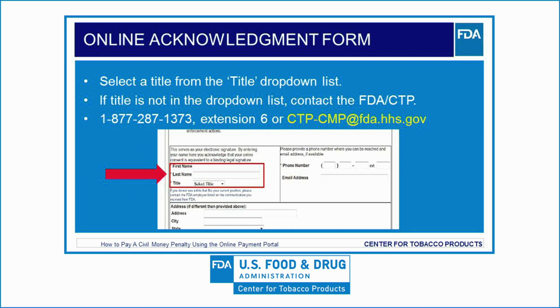Then, select your title from the Title drop-down list. Your title is a required field and must be provided to proceed. If your title is not in the drop-down list, please stop and contact FDA Center for Tobacco Products at the phone number or email address provided on this slide.